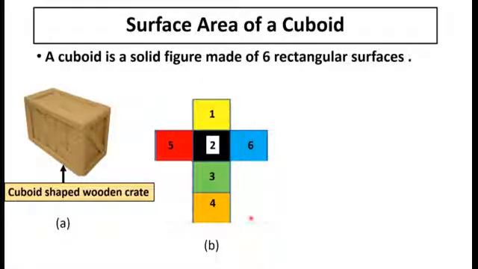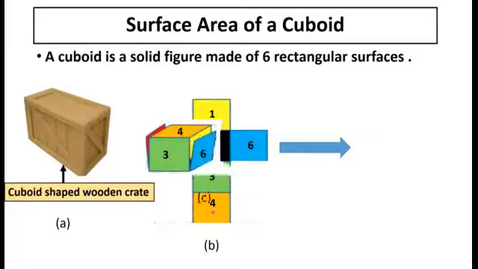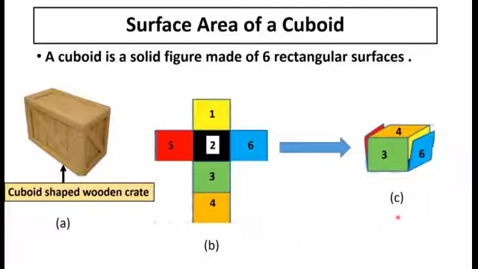2, 3, 4, 5 and 6, where 1, 3, 5 and 6 are side surfaces, 2 and 4 are bottom and top surfaces respectively. When all these surfaces are folded together, we get a cuboid as shown in figure C. So here 3 is the side surface, 4 is top surface and 6 is also side surface.